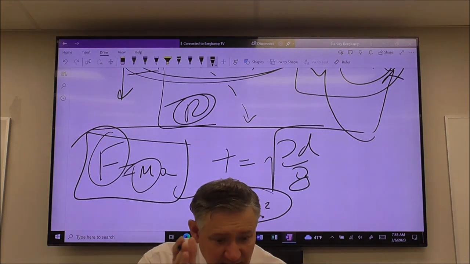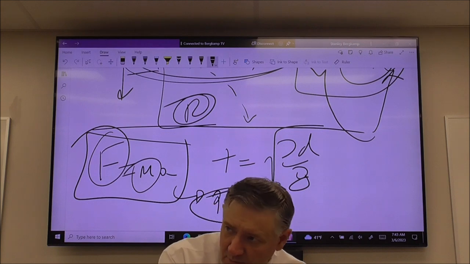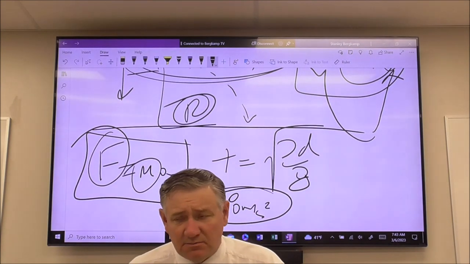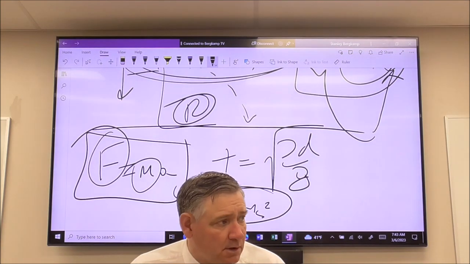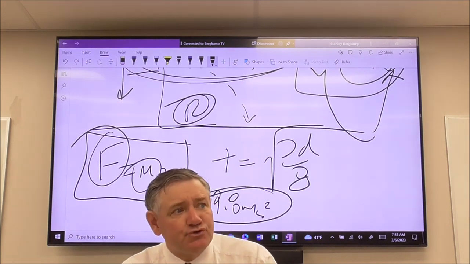Now, one of the key things that you want to look at is what becomes a factor and what does not become a factor. Why didn't you all measure the mass of the marble? Doesn't matter. You can't plug the mass of the marble into these equations if you tried, okay?